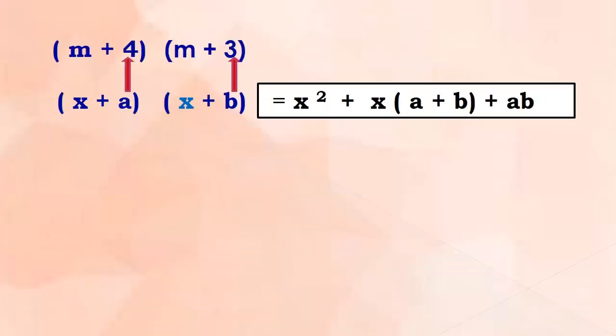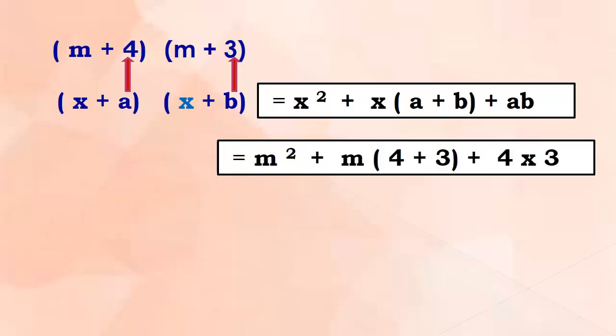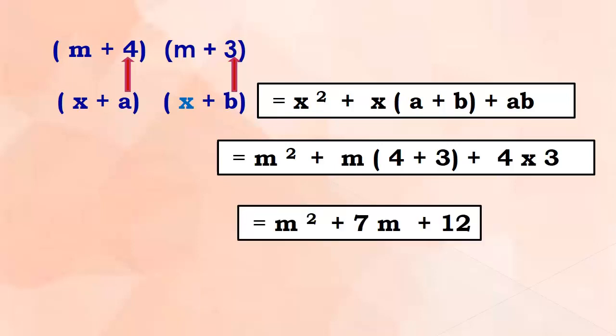n plus 4 into n plus 3. This is nothing but x plus a into x plus b, where instead of x, n is written, instead of a, 4, instead of b, 3. So to expand, we write the formula x square plus x into a plus b plus ab. You can write x after the bracket also. So put the values correctly. Check once again. Now here first solve the bracket. 4 plus 3 is 7. So n square plus 7n plus 12.